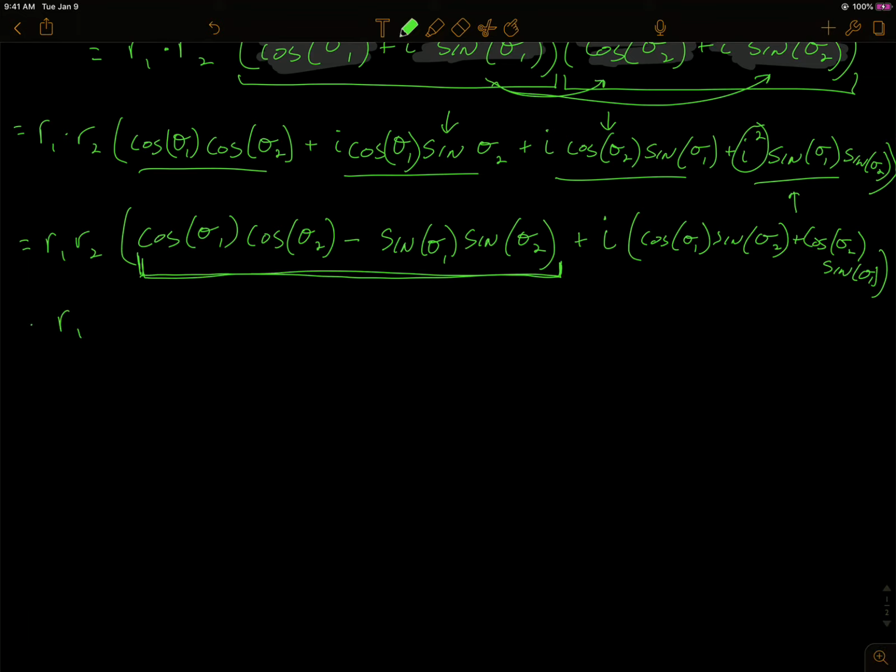So I'm going to replace it with that. So R1 times R2 times, instead of all of this stuff here, I'm going to be able to write cosine of the first angle plus the second angle. That takes care of all of this.